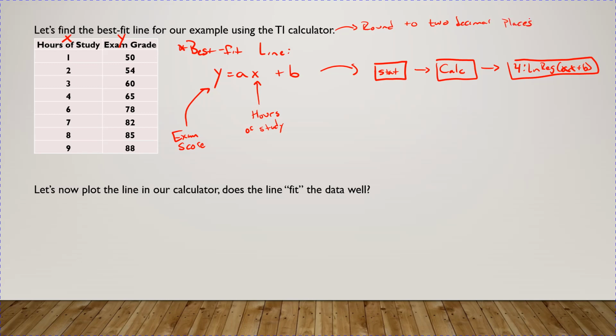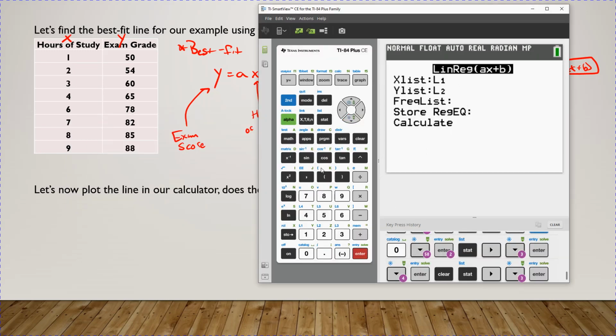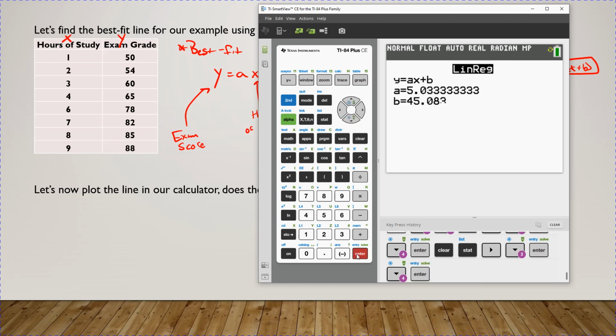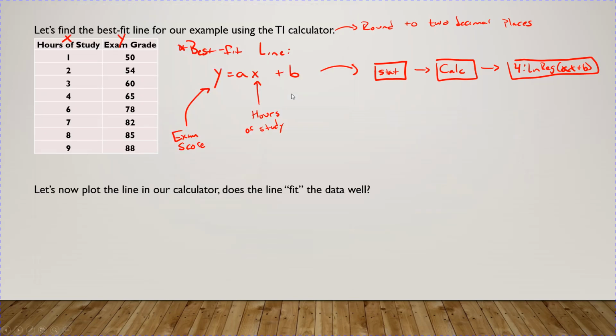So you'll look in your calculator, this is what you see when you go to number 4. You're going to have to scroll down to calculate. Now if you have a TI-83, when you go to LinReg ax plus b, it'll just say that again. Just hit enter. Here, you're going to see this. It says, here's your equation. y is equal to ax plus b.